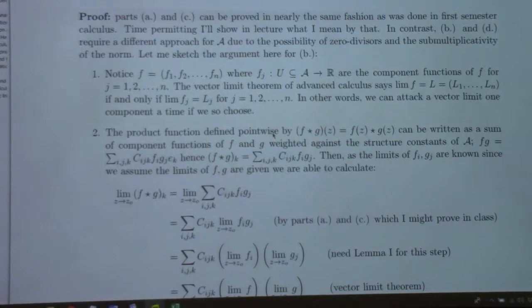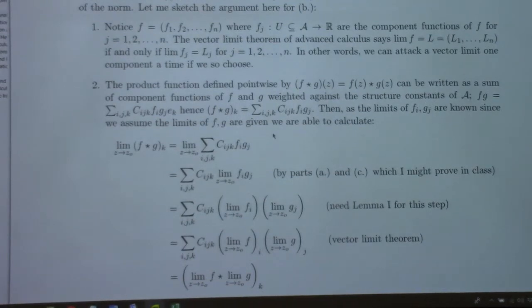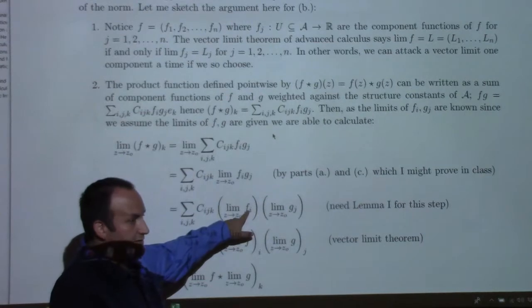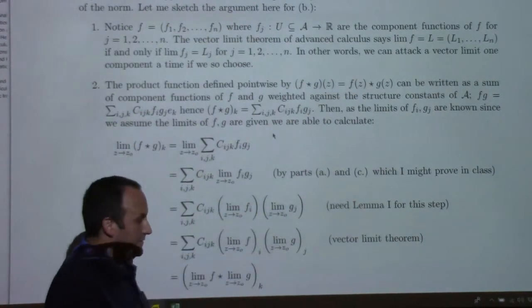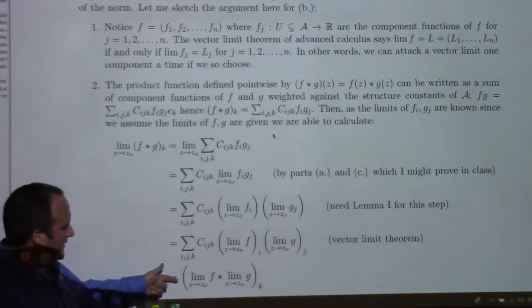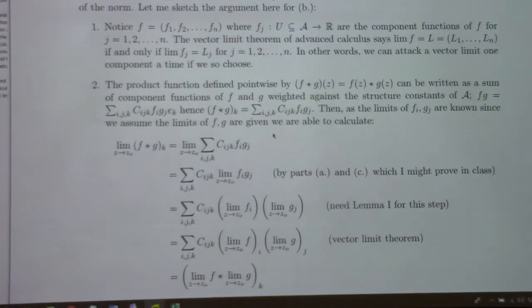And then you can use the vector limit theorem. The vector limit theorem says that the limit of the ith component function is the ith component of the limit of the vector, and vice versa for g. And then by the same algebra I just did, this is nothing more than the kth component of the product of the limit of f and limit of g, and that proves it, since k was arbitrary. It proves it modulo lemma 1.